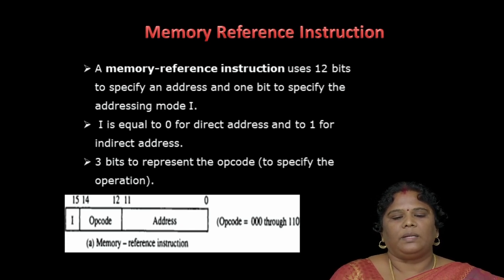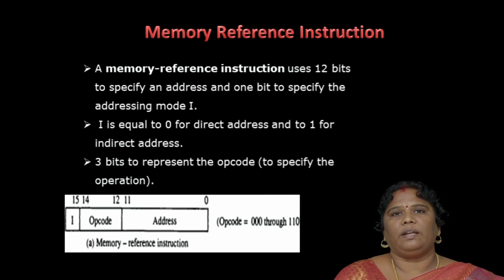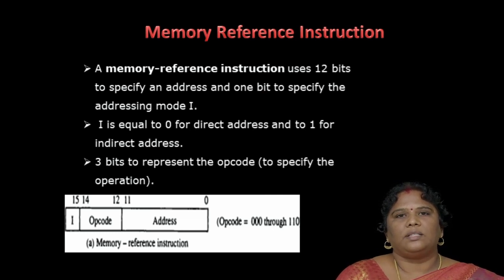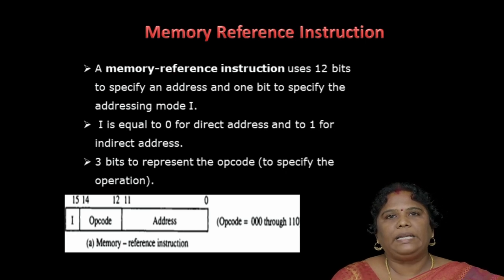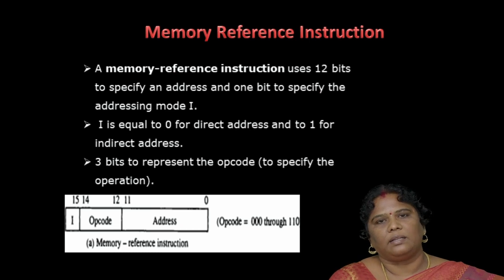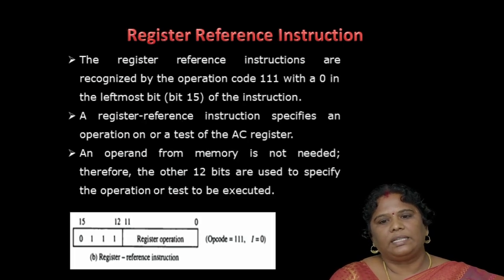So in this example, bits 0 to 11 are the address, bits 12 to 14 are the opcode field, and 1 bit, the 15th bit, which is the most significant bit, is designated to specify whether it is a direct or indirect address. Next one, register reference instruction.